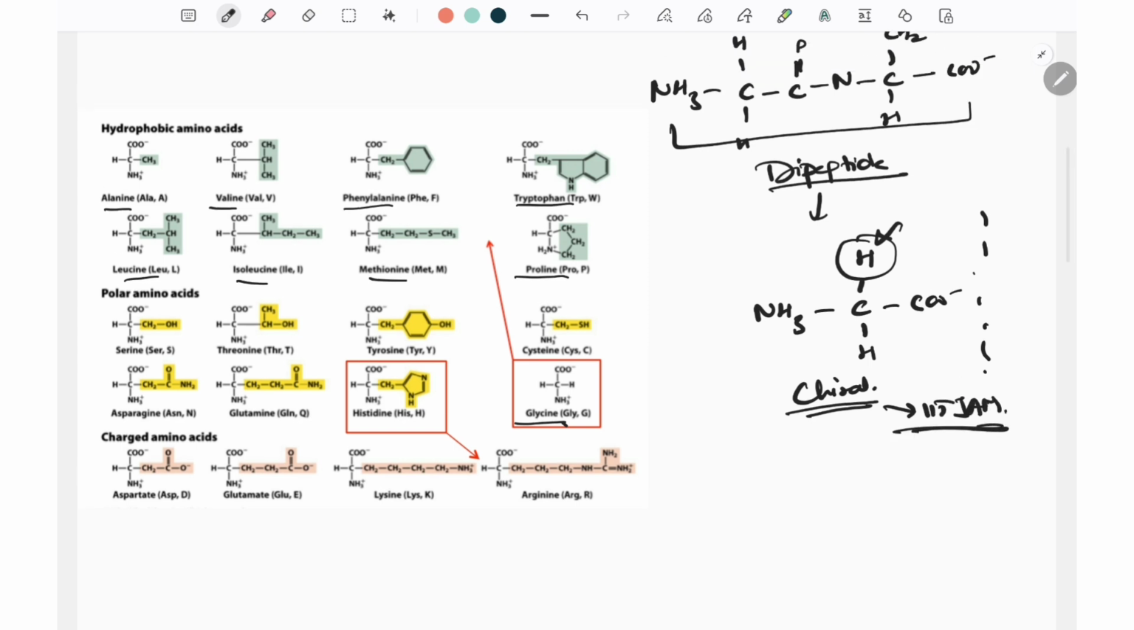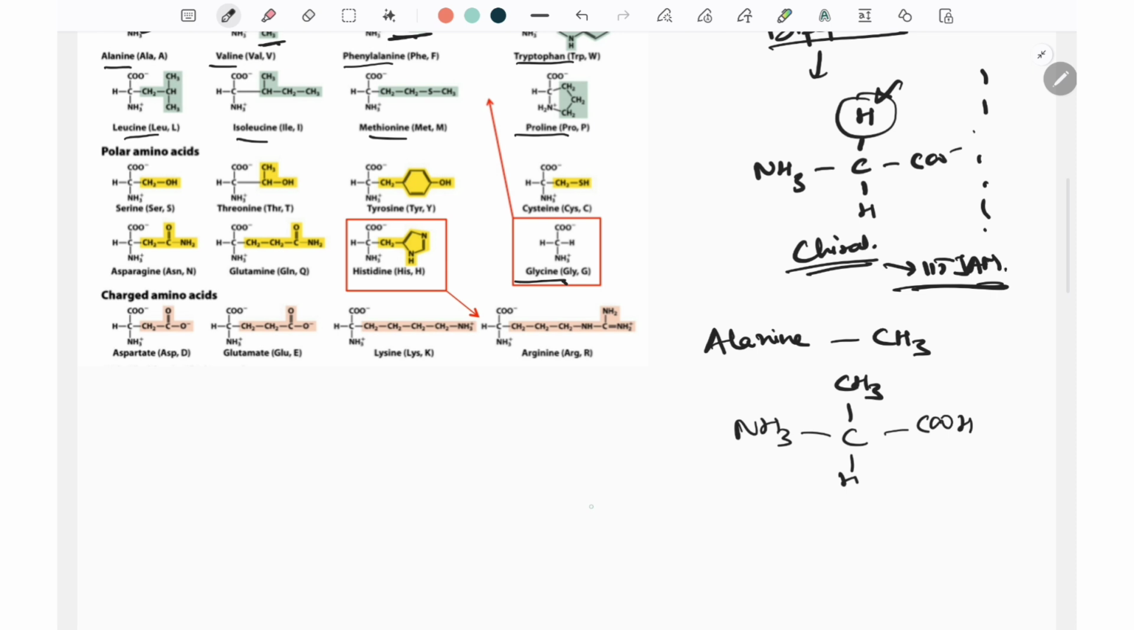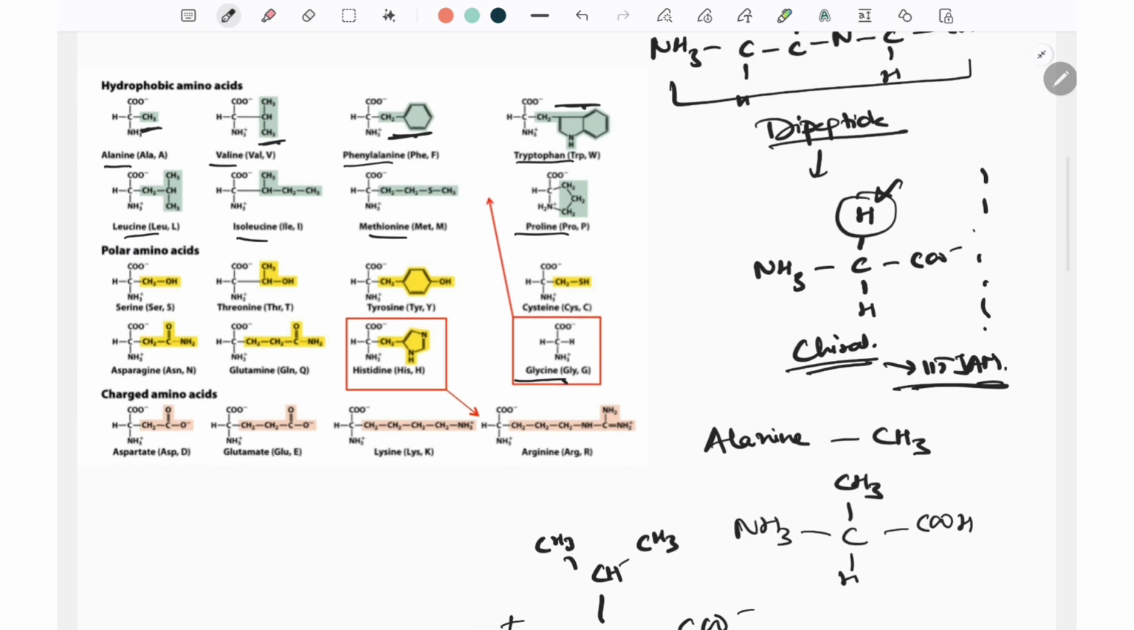As you can see, every colored species is the R group here. For example, alanine has a CH3 group, so you simply substitute R with CH3 and you're done. This is alanine. Valine has this CH3, so valine is something like this: C, CH3, and H, attached to the main alpha carbon. I hope you get it right.